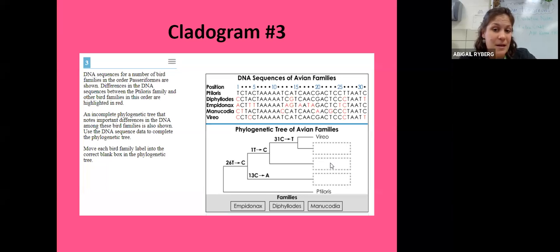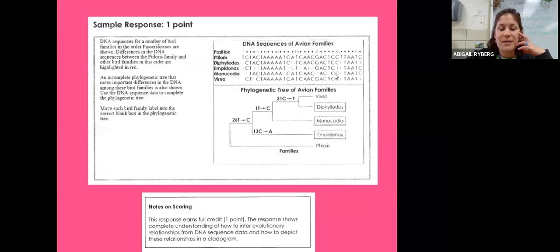And that's it. So again, it looks very complicated. And at first I was like, oh my gosh, I don't even know what they're giving us, but it all makes sense. And it's actually quite easy. So here is the correct answer. They have to be in that location.